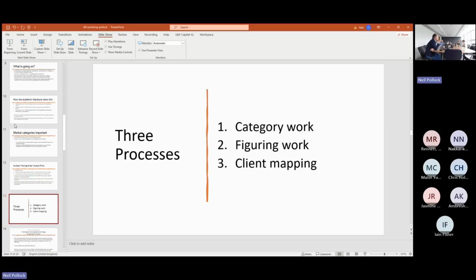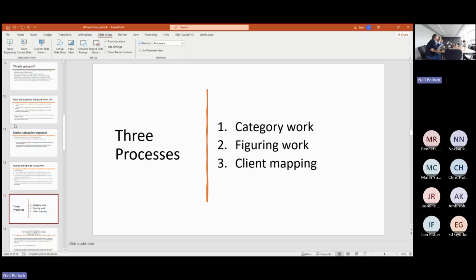And for the paper, we decided to divide it into three processes that we call category work. So what is the category doing? What are they trying to do? We have this other category figuring work. What we wanted to do was pick up on how these categories often become identified with the visual things, like the Magic Quadrant or the Forrester Wave or the IDC MarketScape.